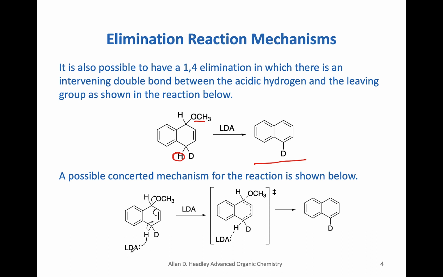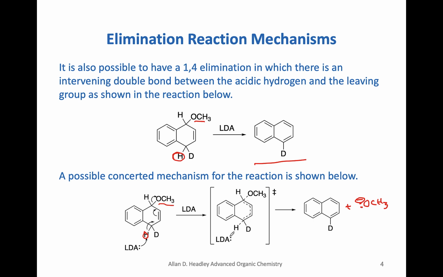So LDA, a strong base, abstracts this hydrogen as a proton. These electrons swing in. This is a conjugated system now, so these electrons can swing in here, and the OCH3 leaves with its electrons. So again, I should really have here OCH3 with its bonding electrons, and of course a negative charge because it's an anion that's left.